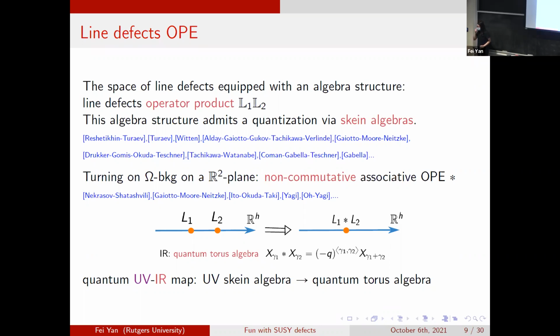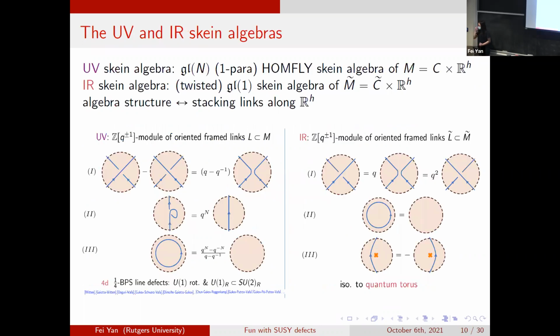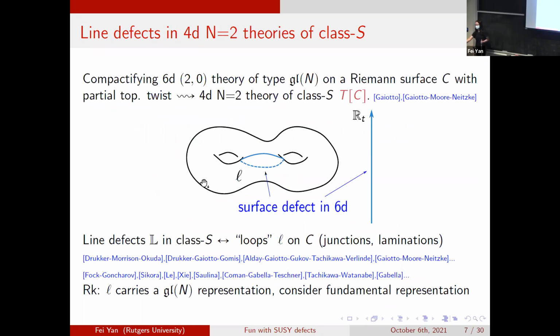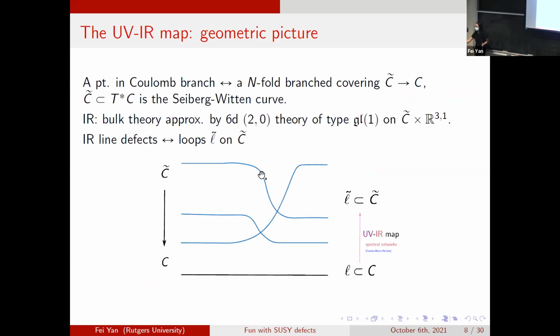Okay, I'll just very briefly talk about skein, but it's just some mathematical thing. But let me just maybe go back to those slides. Recall that we have this geometric picture where the UV lines correspond to loops on the internal Riemann surface, and the infrared lines correspond to loops on C tilde.